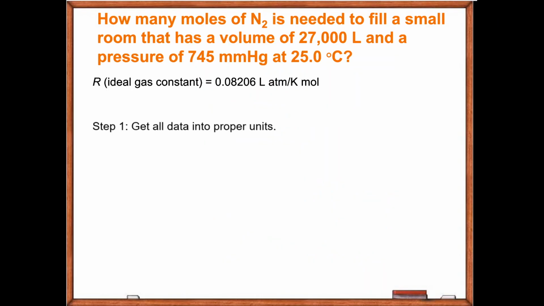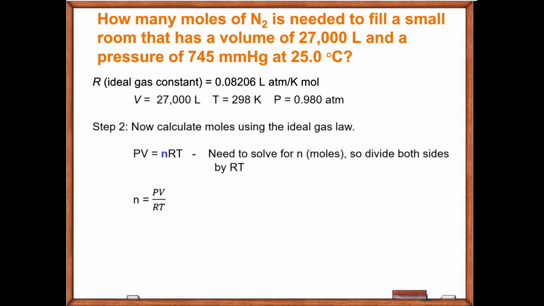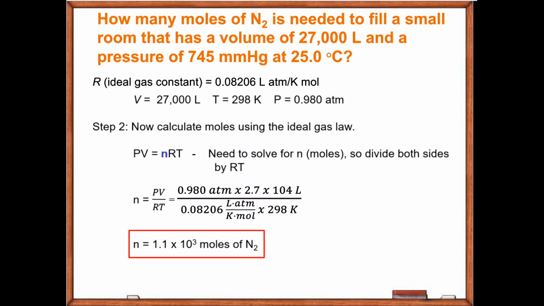Okay, if we go through and do this math, this is pretty simple arithmetic now. So we've plugged everything in. All I have to do is plug this into our calculator, and we come up with an answer of 1.1 times 10 to the 3rd moles. Just for clarity, we could say moles of N2. And that would be our final answer.